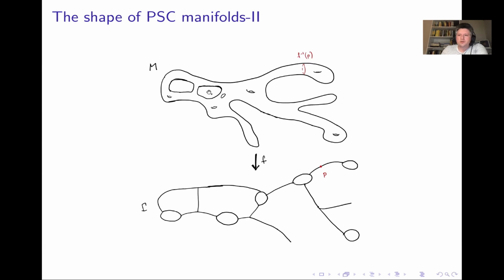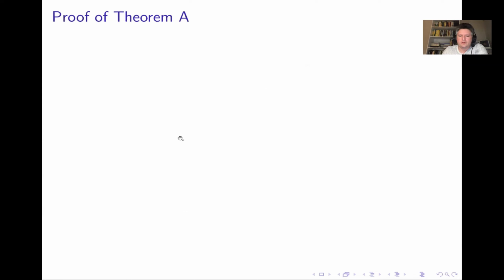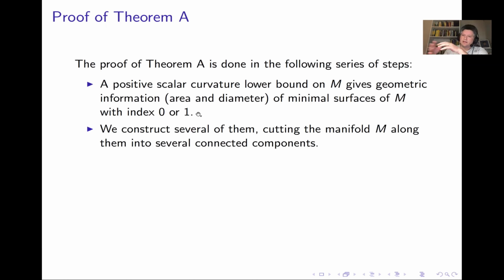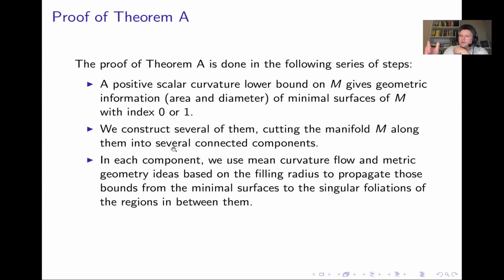So from that observation, we ask how can we extend that to the rest of the manifold? Our strategy for proving Theorem A will be first to observe that the positive scalar curvature lower bound gives smallness for minimal surfaces of index 0, 1. Then we want to construct several of them, as many as we can, cutting up the manifold along them into several connected components. And then we want to foliate these connected components in a way that we propagate those area and diameter bounds.